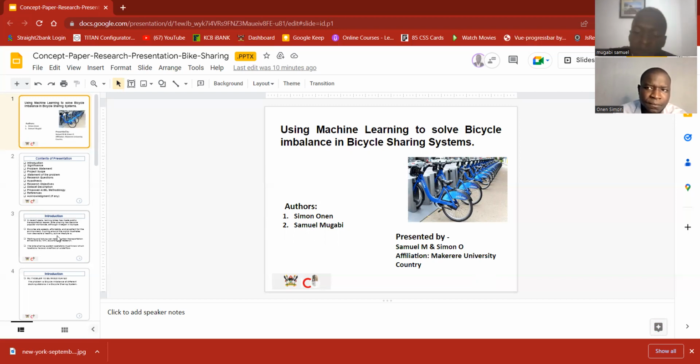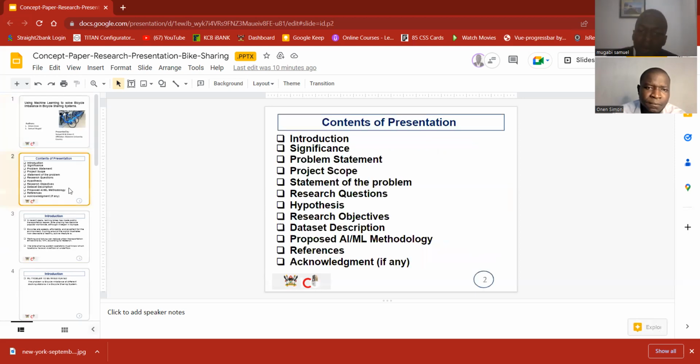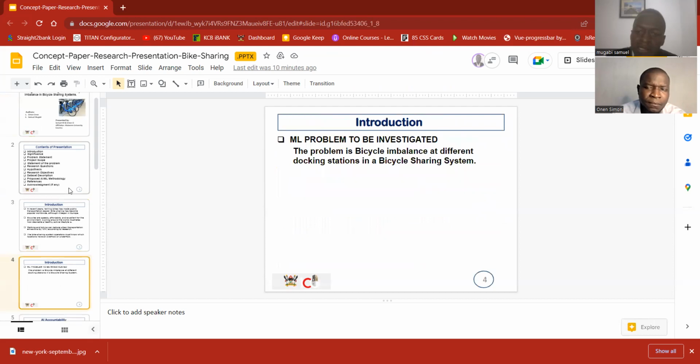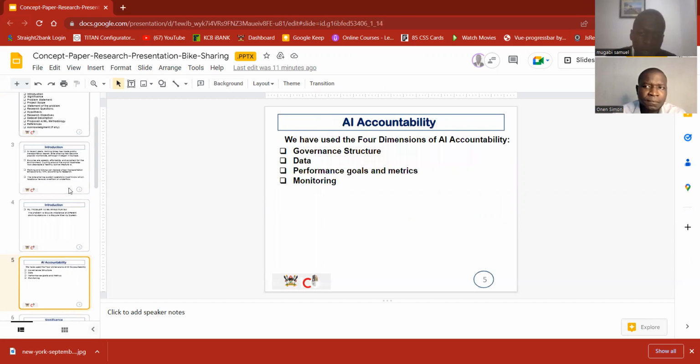Another person comes, moves from point A to point B. And at peak time, you'll find that people are moving from point A to point B, causing an overflow at point B and an underflow at point A. And yet users still want bikes at point A. Now, this is where our machine learning model is going to come in. It is going to help us predict these imbalances and hence help solve the imbalance problem in bicycle share systems.